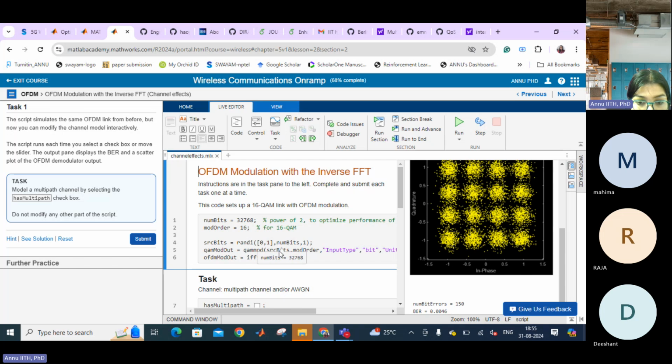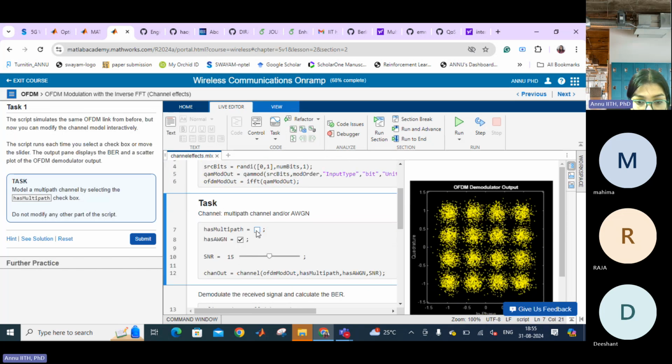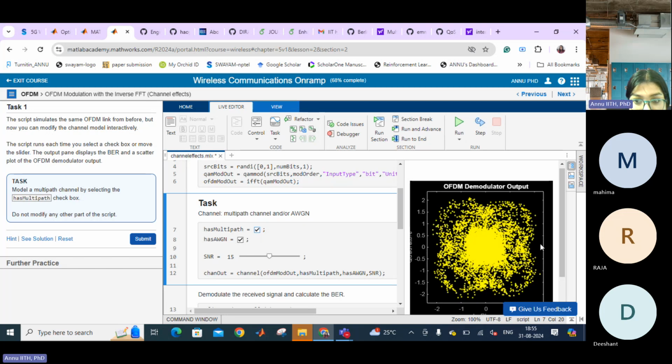So where is the checkbox? So you can see even the symbols are collapsed into each other. You can't see any symbols separate from each other when we consider the multipath. So that's why the SNR has a lot of effect.